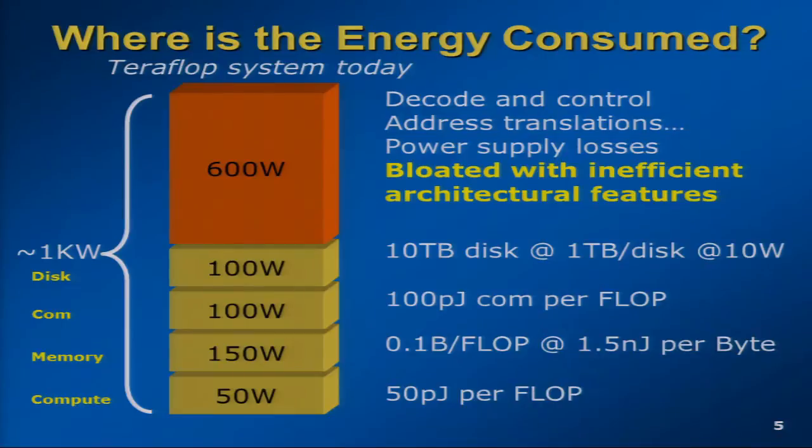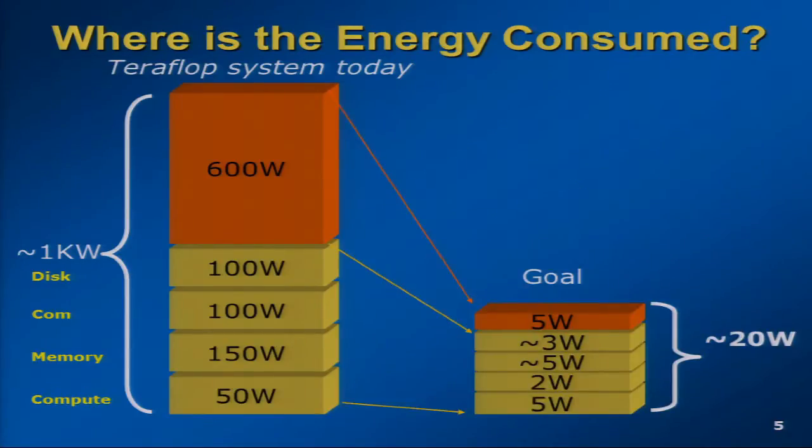That means 600 watts or so goes into things like instruction decode, the control, the address translations. And truly, as I see it as a circuit designer, sorry, Michael, it's bloated with inefficient architectural features that were carried through since the 70s. We've been just adding them in, and whether we use them or not, we've been carrying them with us all along. The goal here is to bring this down to something like 20 watts. Where did this come from? Goal: 1 kilowatt going down to 20 watts.